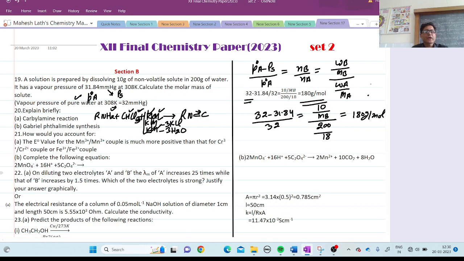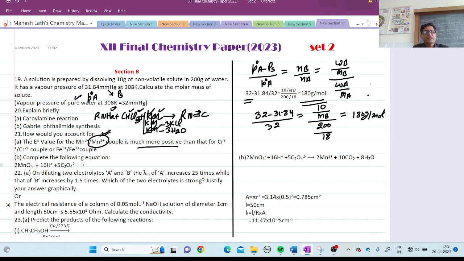Next is, how would you account for the E naught value for Mn3 positive to Mn2 positive couple being much more positive, means much more feasible. Mn2 positive is half filled, and half filled orbital shows extra stability. That is why converting Mn3 positive to Mn2 positive is more feasible, more positive as compared to Cr3 positive to Cr2 positive or ferric to ferrous couple.